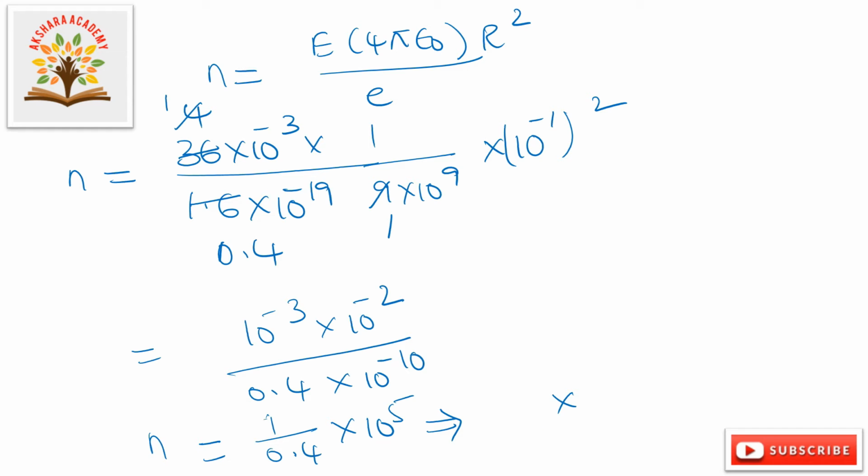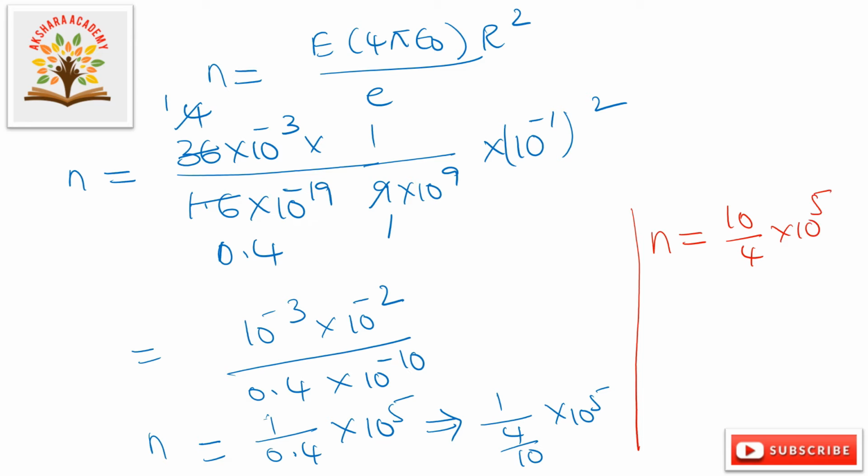So this is 1 by 4 by 10 into 10 to the power of 5. So number of electrons N is equal to 10 by 4 into 10 to the power of 5, or 4 ones are 4, 4 twos are 8, and 4 fives are 20. So 2.5 into 10 to the power of 5 electrons. So number of electrons N is equal to 2.5 into 10 to the power of 5. Next we will go to the next question.